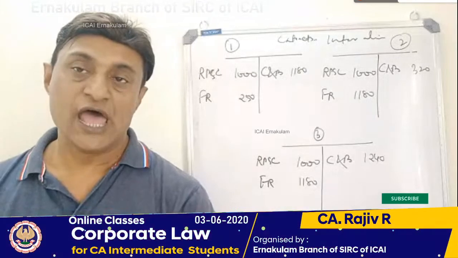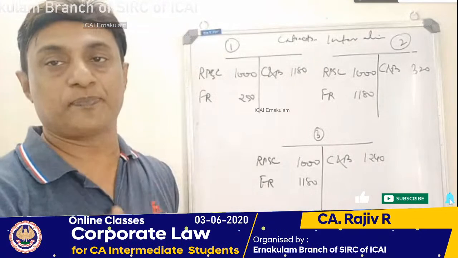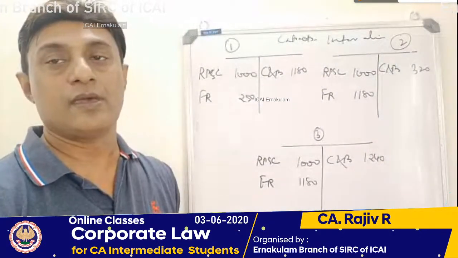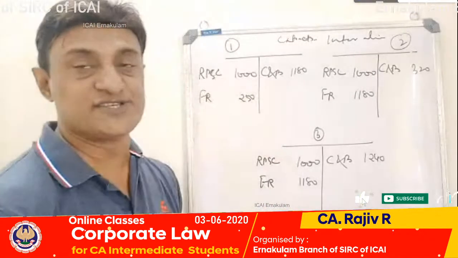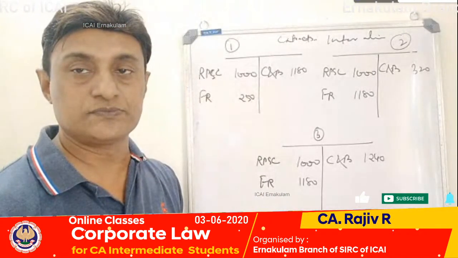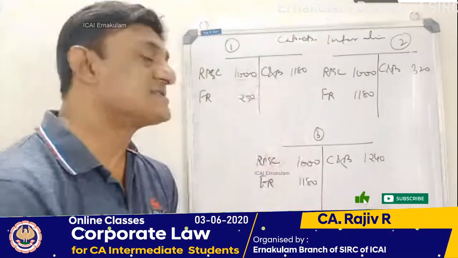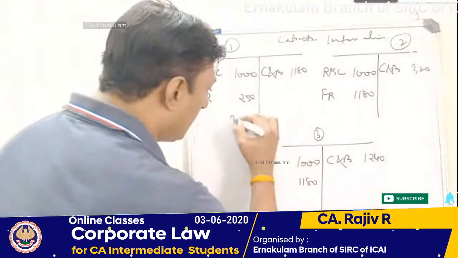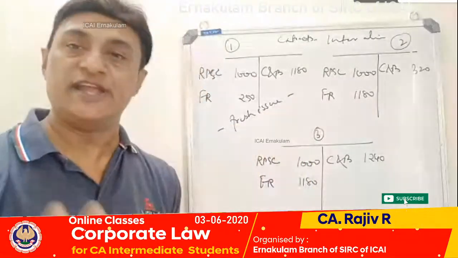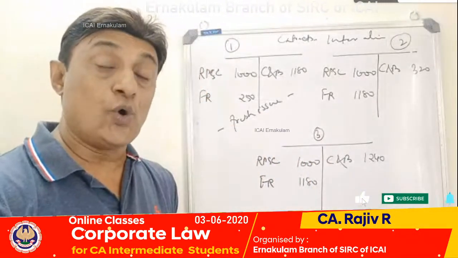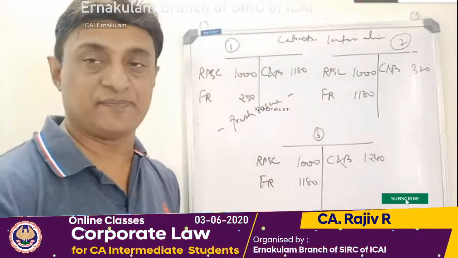My question is, how will you fund this redemption of preference share capital? What is the situation? You have cash, but you don't have reserves. In this case, you have to make a fresh issue of equity shares or any shares because you don't have the funds to redeem preference share capital.